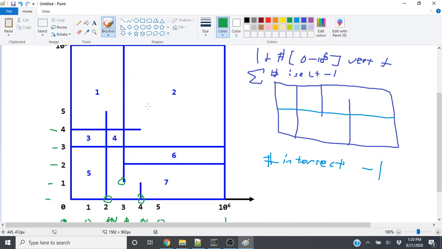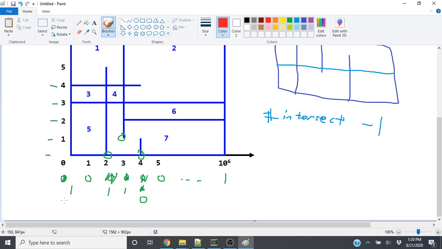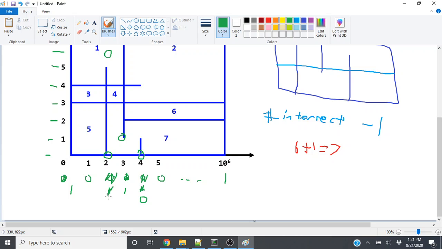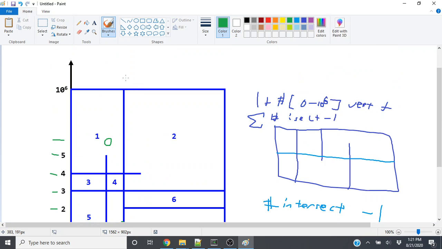So now here we have another horizontal segment. And this has 1, 2, 3 intersections. So we add 2 to the answer, which means in total we've added 6, and we have plus 1 for the whole square, so we have 7, which is the answer for the sample. Then here, nothing happens. Here, this segment ends, so we replace this with 0. And eventually we'll just go up to 10 to the 6th, and then we'll be done.